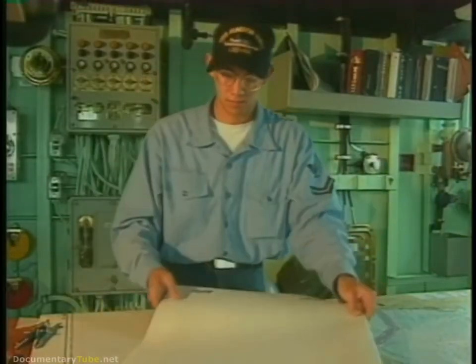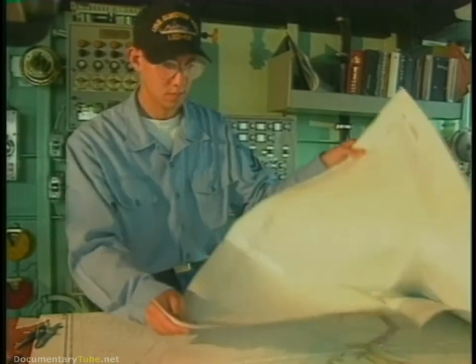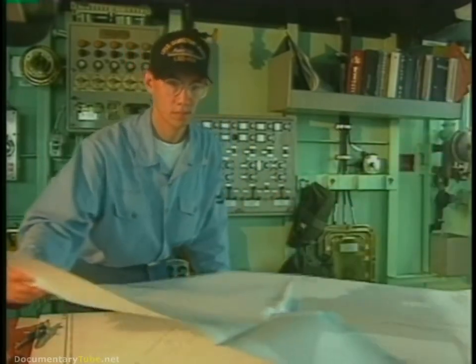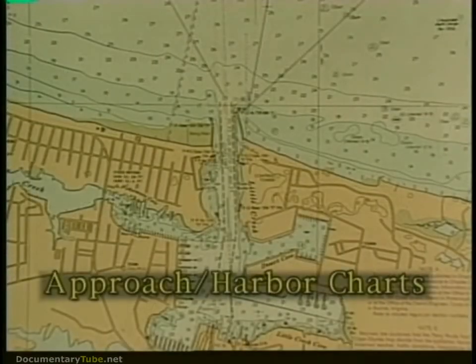Where the area covered is mostly water, we use the term chart. Navigational charts contain a wealth of useful information for boat coxswains as well as navigators. Individuals acting as navigators or boat coxswains may use one of three types of charts: coastal charts, sailing charts, and approach harbor charts. Sailing charts.